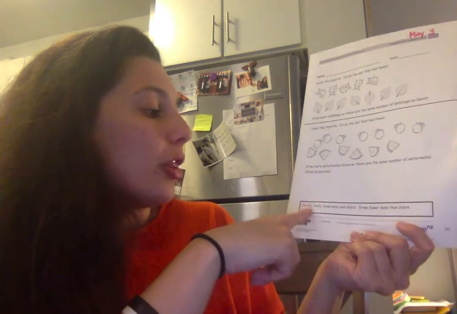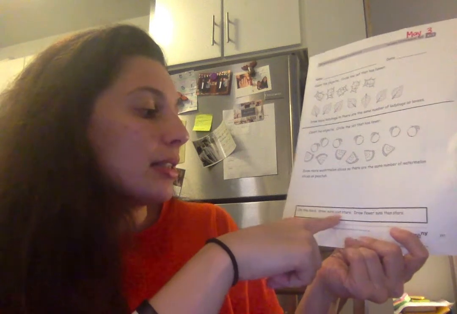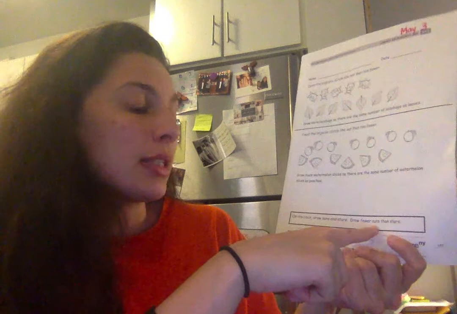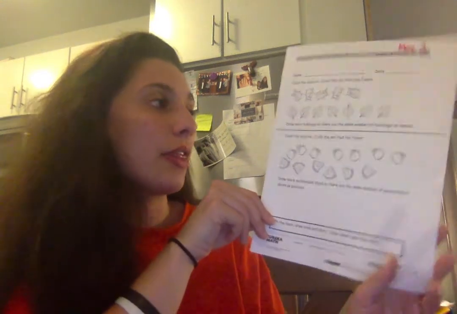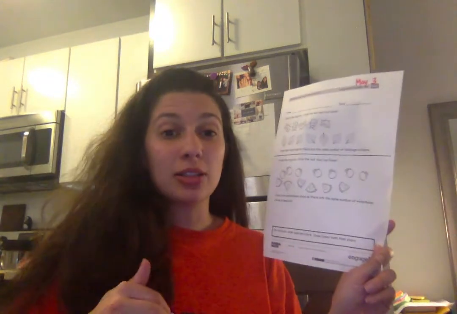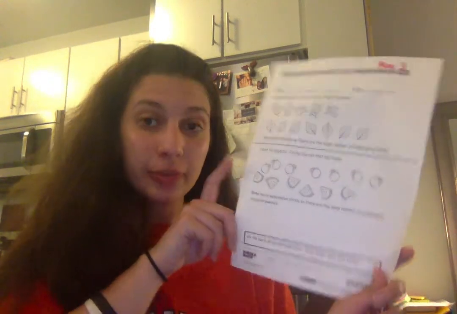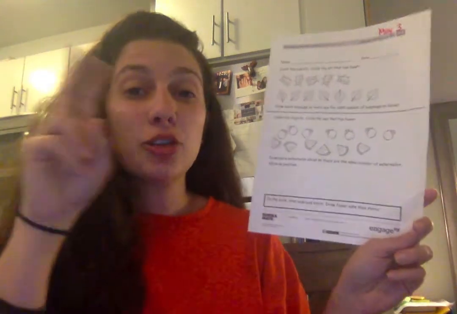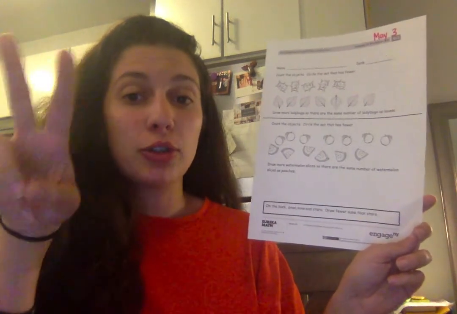And then on the back, draw suns and stars. Draw fewer suns than stars. So you're drawing fewer suns than you are stars. Remember, fewer means that there are less. So if I have 2 stars, I need to draw fewer suns. So I have 2 stars and I want fewer suns.